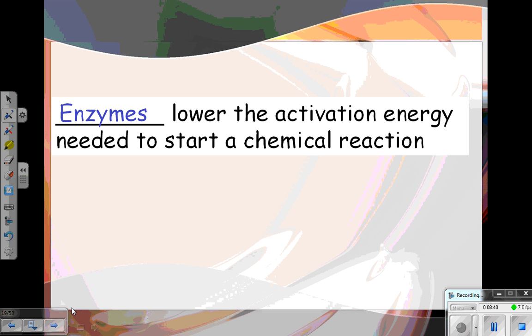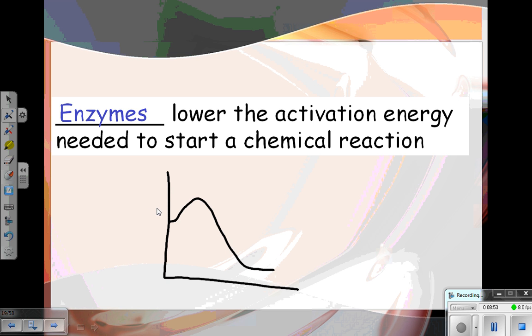Enzymes lower the activation energy needed to start a chemical reaction. So let's say this is your normal activation energy, and this is the amount of energy needed. This is time. These are the reactants over here. These are the products. Let's say it's glucose, and you break it down to CO2, H2O, and energy, ATP.